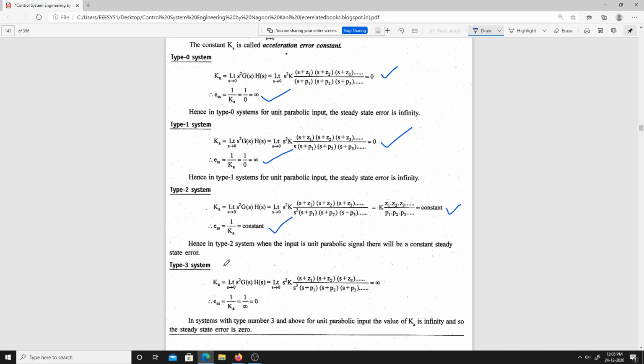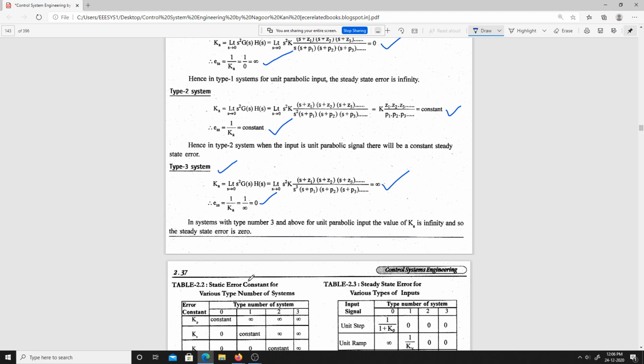If I go for the type 3 system, what happens? ka will be infinity, ess will be 0. What we can say here: in systems with type number 3 and above, for unit parabolic input, the value of ka is infinity, and so the steady state error is 0.